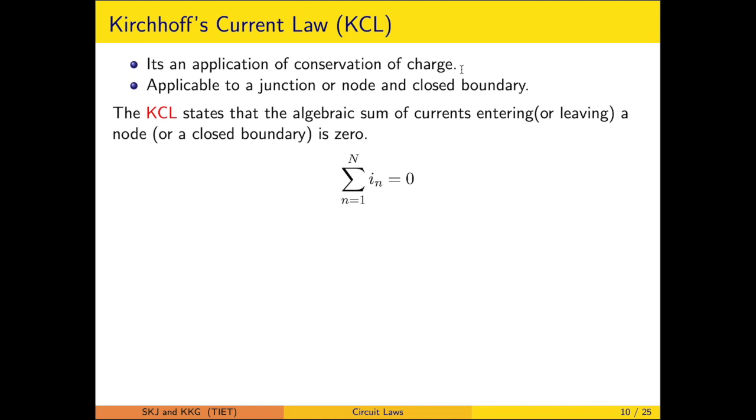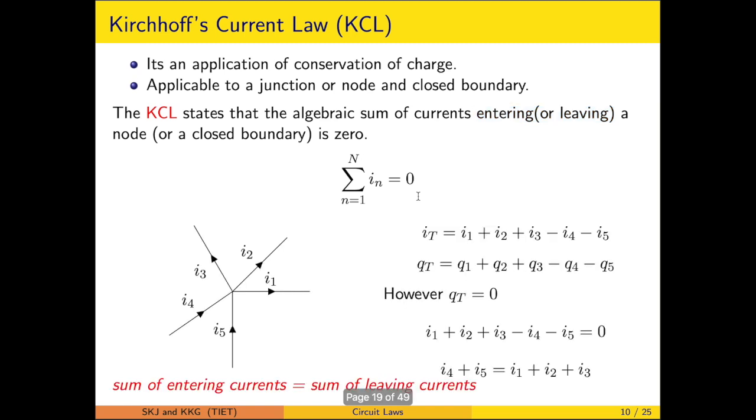So the KCL states that the algebraic sum of currents entering or leaving a node or a closed boundary is 0. So here there is a sense of current entering or leaving. This has to be clearly identified. If we are considering the leaving current as positive, then the entering current has to be negative, or otherwise if the entering current is treated as positive, then the leaving current has to be treated as negative. In that sense this summation is 0.